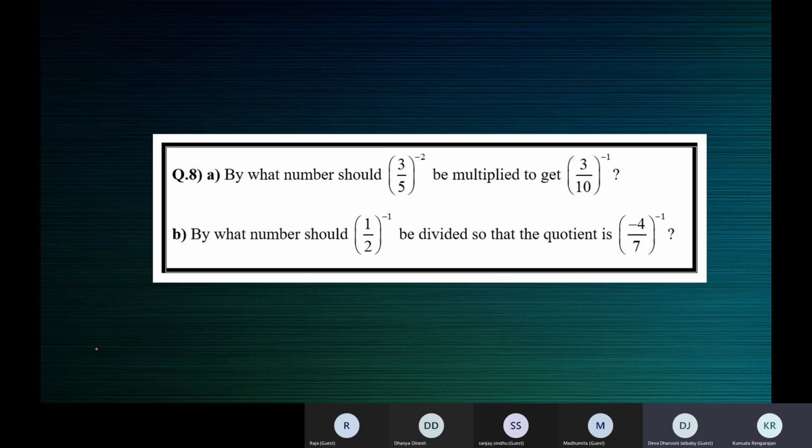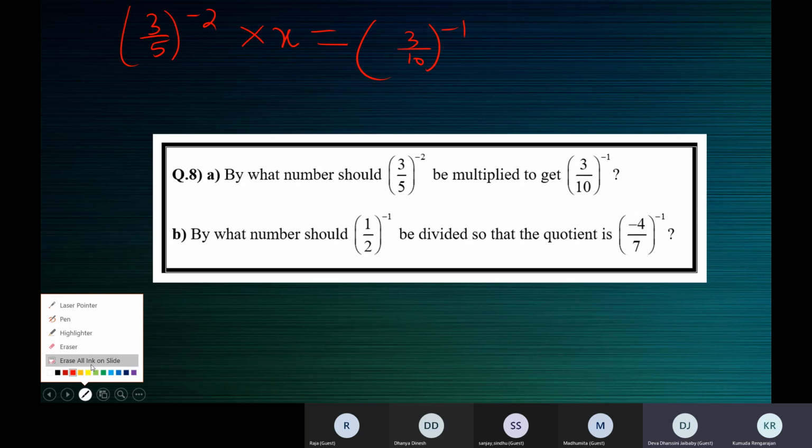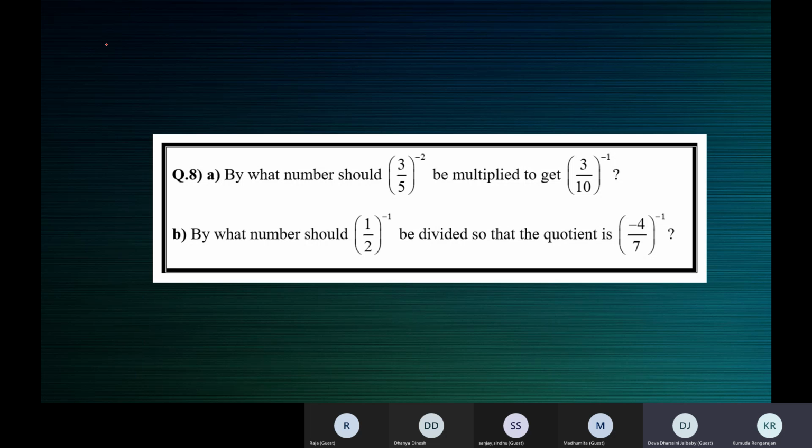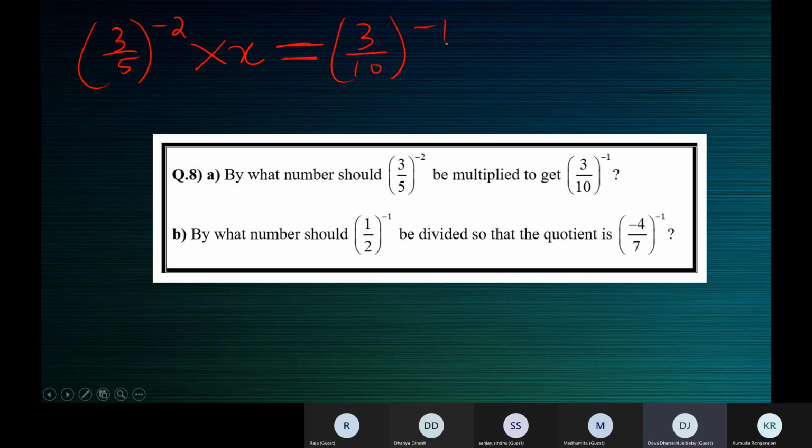Do the same thing here. Let 3 by 5 to the power minus 2 be multiplied by x to get 3 by 10 to the power minus 1. Agree? You must write it as you're saying it. Only then you will understand. See, I'm writing it as I'm saying it.